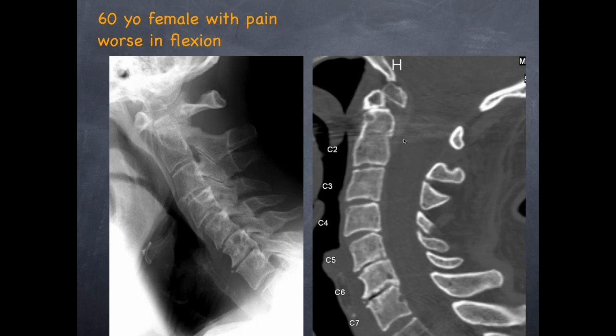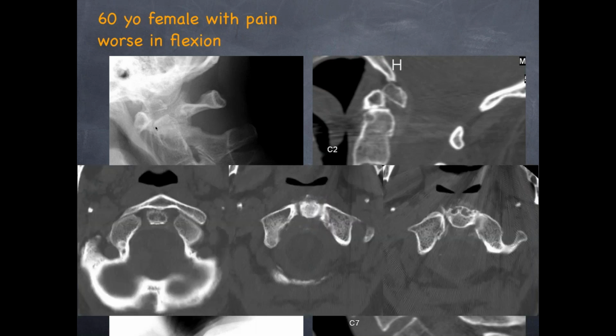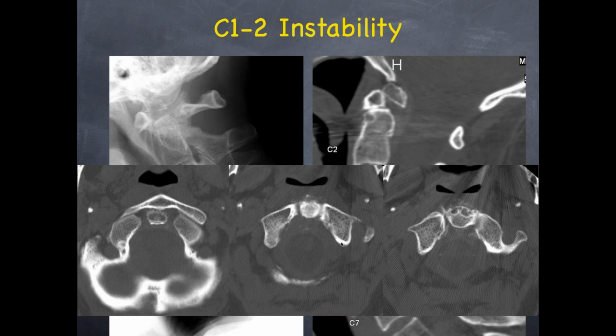There's not one versus the other, but clearly there's motion of C2 versus C1 here, and then here are just some axial images. We see some cystic changes here, and that's significant instability.